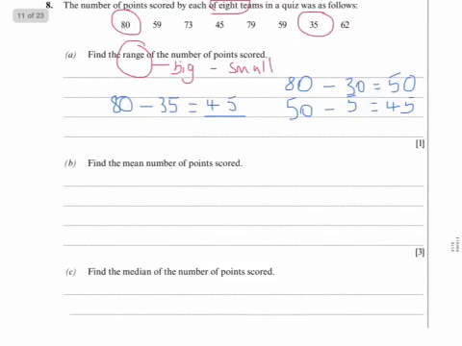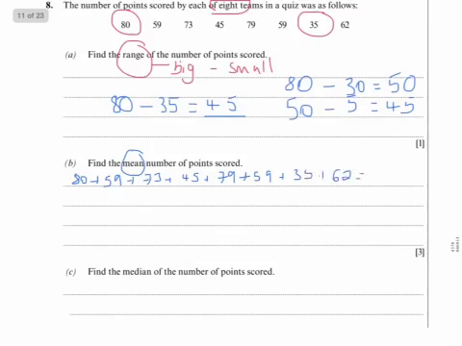Question 2, part B. Find the mean number of points scored. The mean is one of the most common types of average. You find the mean by adding all the values up and dividing by the number of values that are there. So I need to add up 80, add 59, add 73, add 45, add 79, add 59, add 35, add 62, and I type them out.